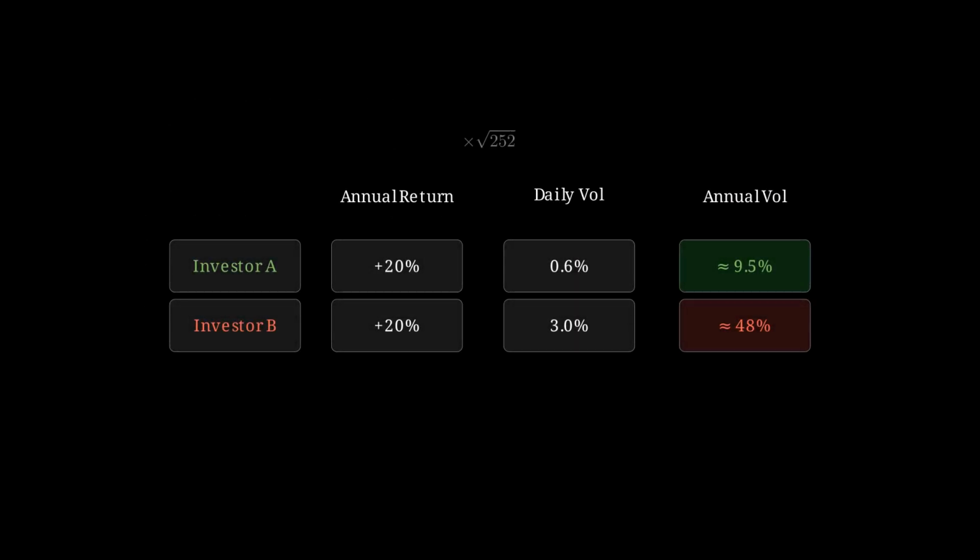Back to our two investors. The smooth portfolio had a daily standard deviation of about 0.6%. Multiply by root 252 and you get roughly 9.5% annualized volatility. The wild portfolio had a daily standard deviation of about 3%. Multiply by root 252 and you get roughly 48%. Same 20% return. But one investor was exposed to less than 1/10 the variance of the other to earn it.